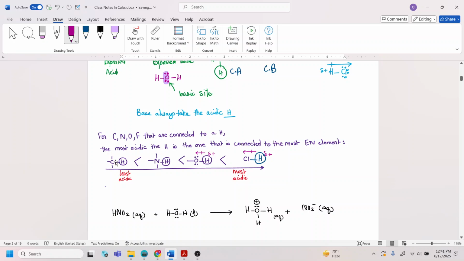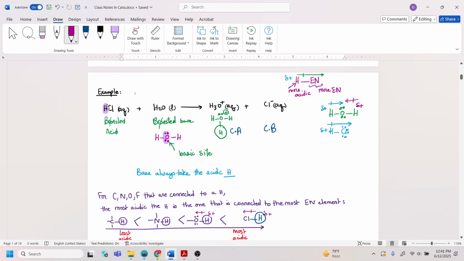So if you look at the electronegativity table for the carbon, it's almost the same electronegativity between the carbon and the hydrogen, with the carbon being slightly more electronegative than hydrogen. So I'm expecting that this hydrogen here is not acidic. Okay, it is not acidic.